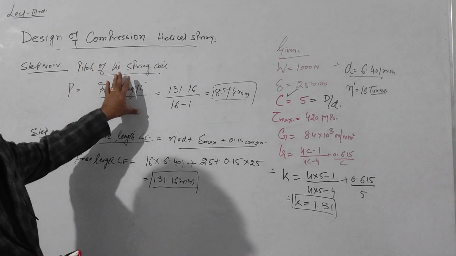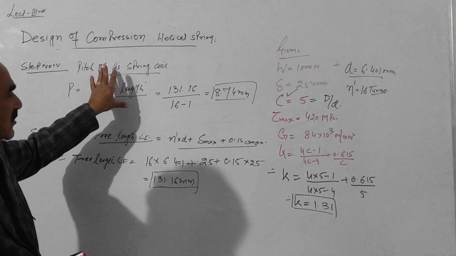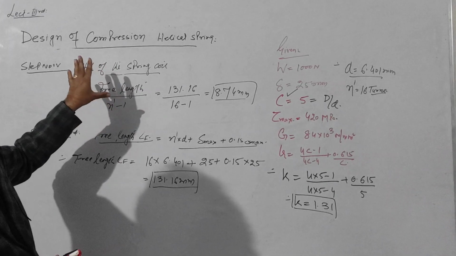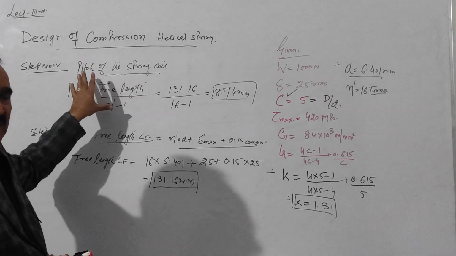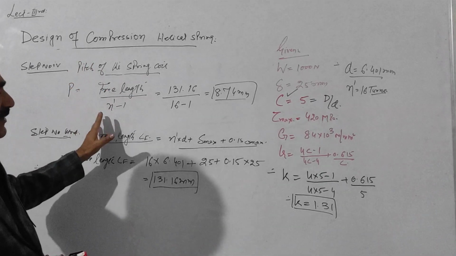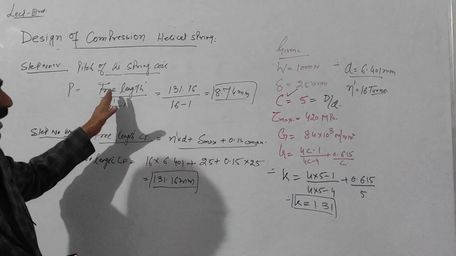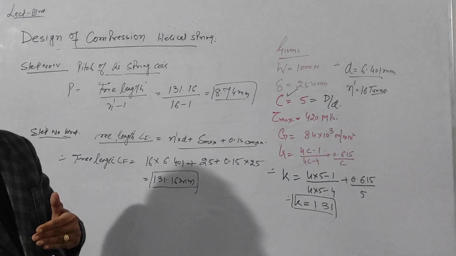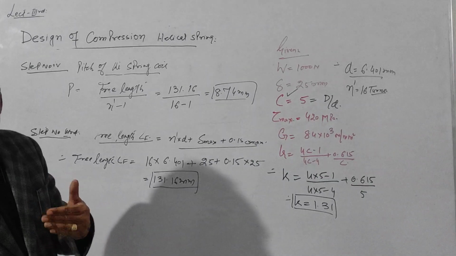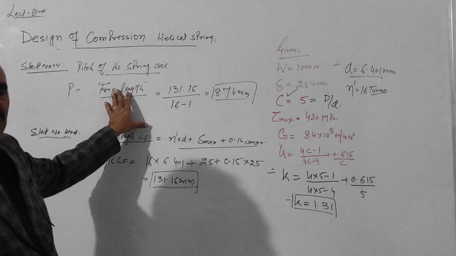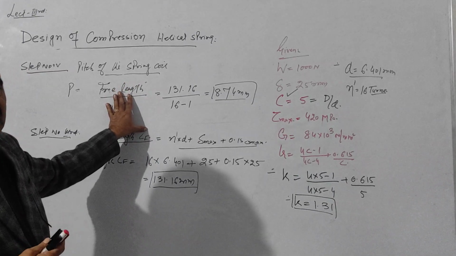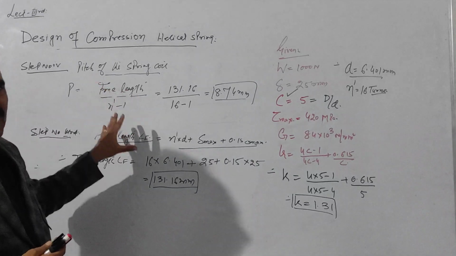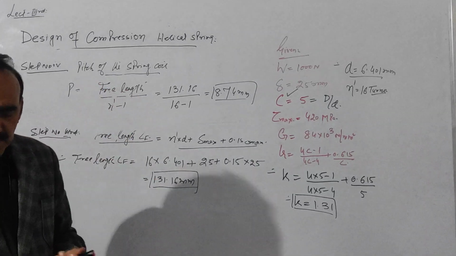You must memorize these steps. This is the way you have to start the problems. First of all, you have to start the problem by calculating the diameter of the spring wire. So these are the steps. I have explained this problem in all the steps, one by one: first step is this, second step is this, third step is this, to help you understand completely. I think this is clear to you. Now I will come to the next problem.